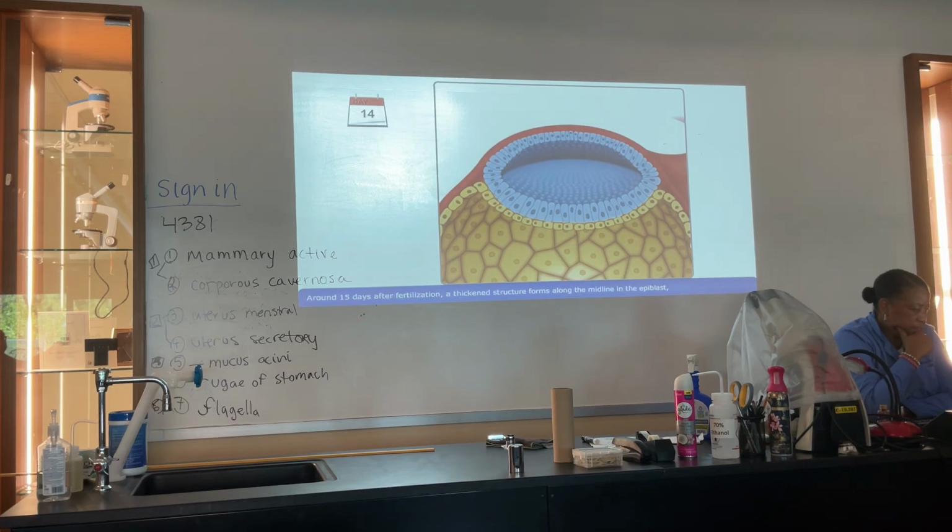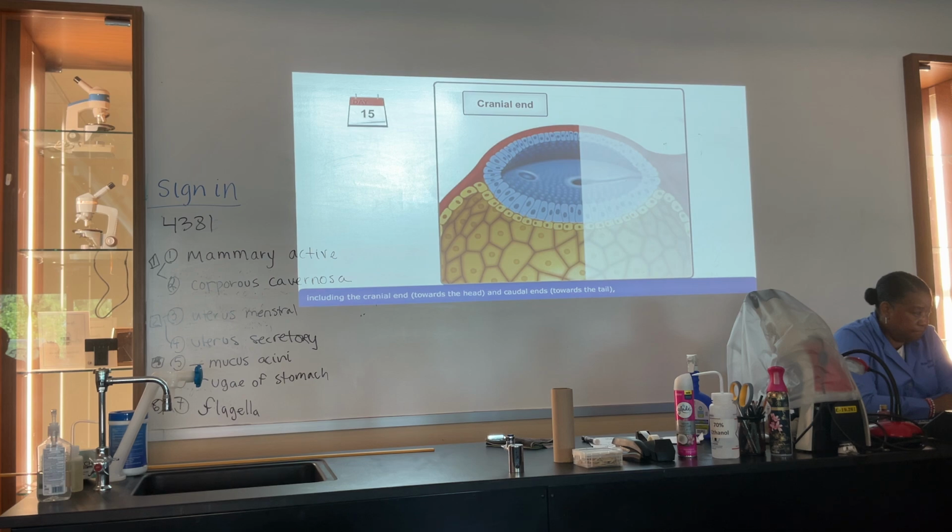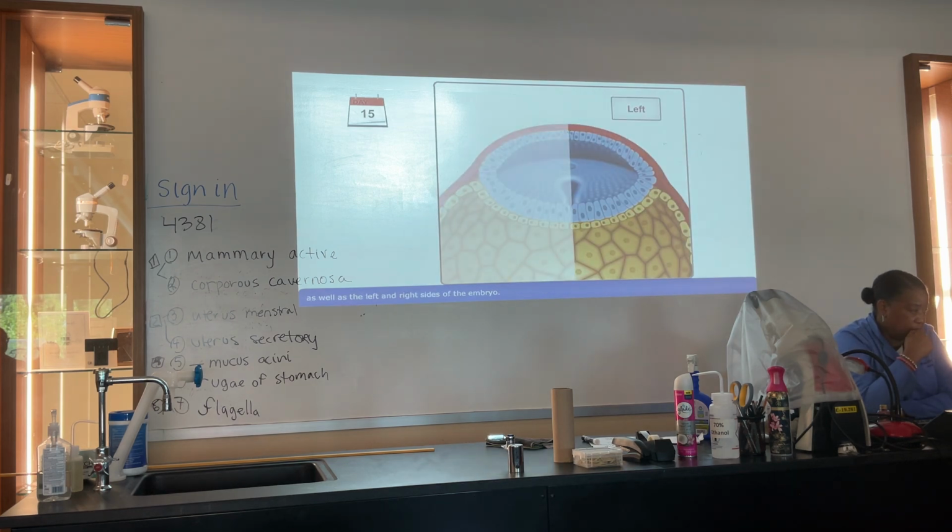Around 15 days after fertilization, a thickened structure forms along the midline of the epiblast, near the caudal end of the bilamellar embryonic disc. This is called the primitive streak. At this stage, the formation of the primitive streak defines the major body axes of the embryo, including the cranial end towards the head and caudal ends towards the tail, as well as the left and right sides of the embryo.